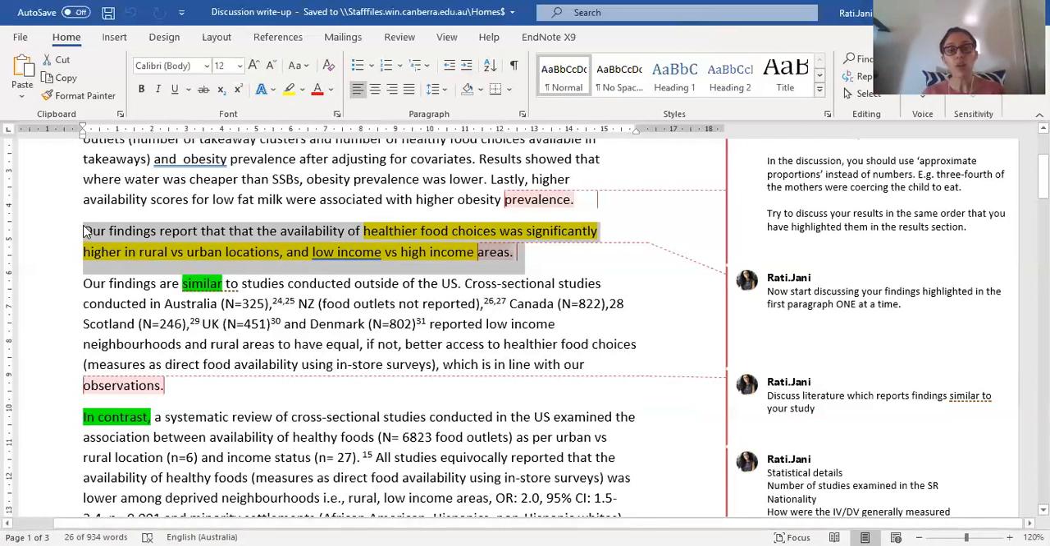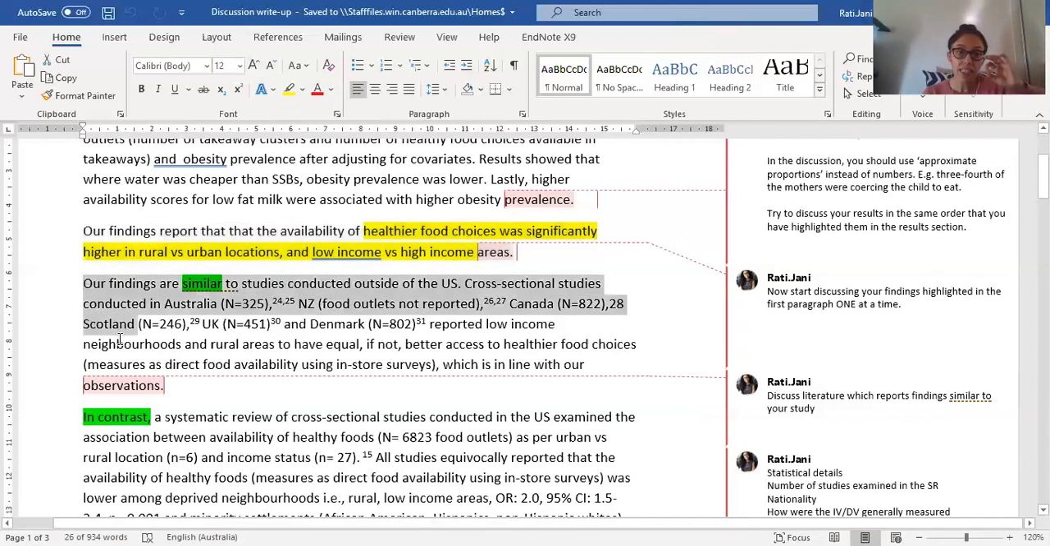So now you have reported your finding from your table 2, which is your SPSS finding, which is equivalent to section 2 in your questionnaire. Now guys, this is how you do a discussion section.